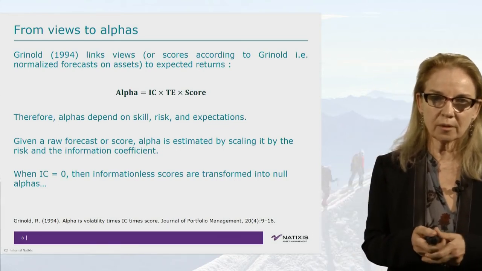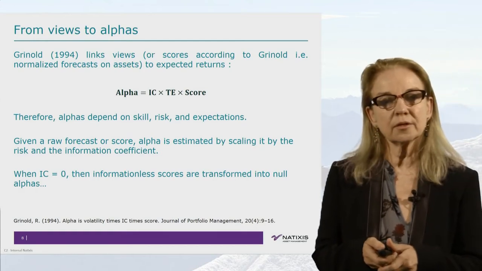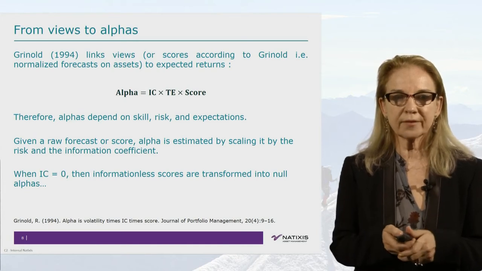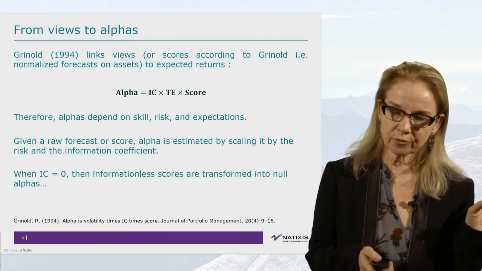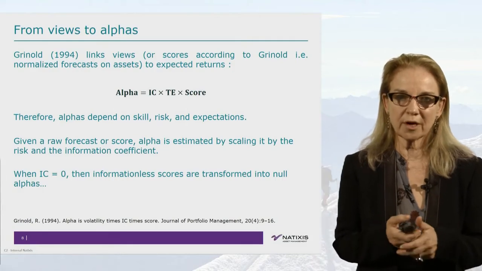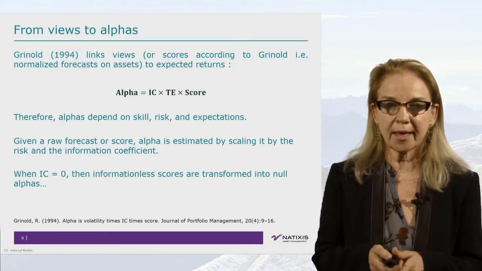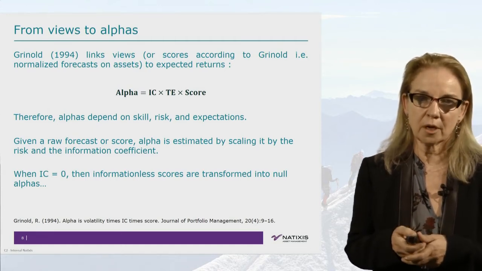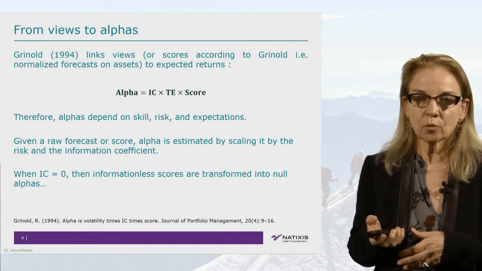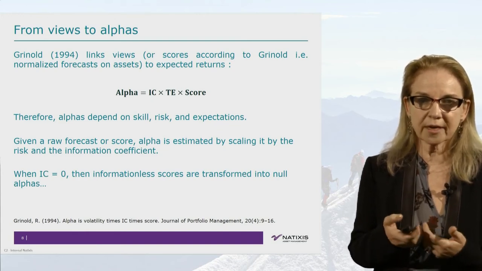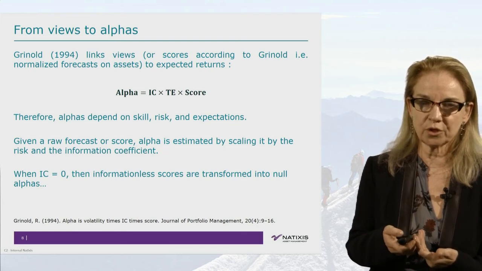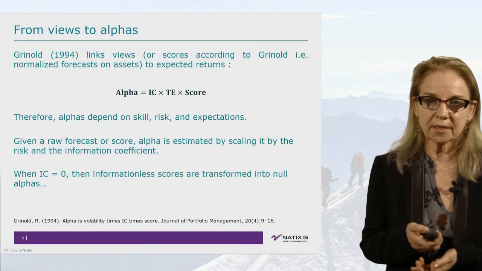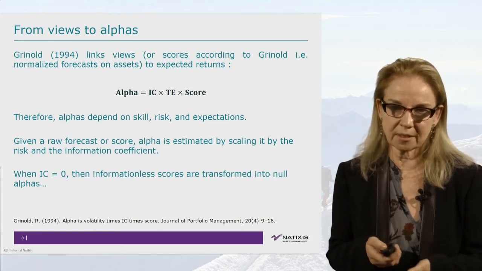Grinold added a new notion, which is views, and the views, or scores, are in fact the normalized forecasts on assets. We were speaking about forecasts just before, and so views are normalized forecasts on assets, centered and reduced. And it shows that the alpha is the IC times the tracking error times this score. So in fact, given a forecast, we can determine the alpha by scaling the forecast by the risk and the information coefficient, which is very helpful. For instance, if the IC is 0, any score generates a null alpha because it's information-less.